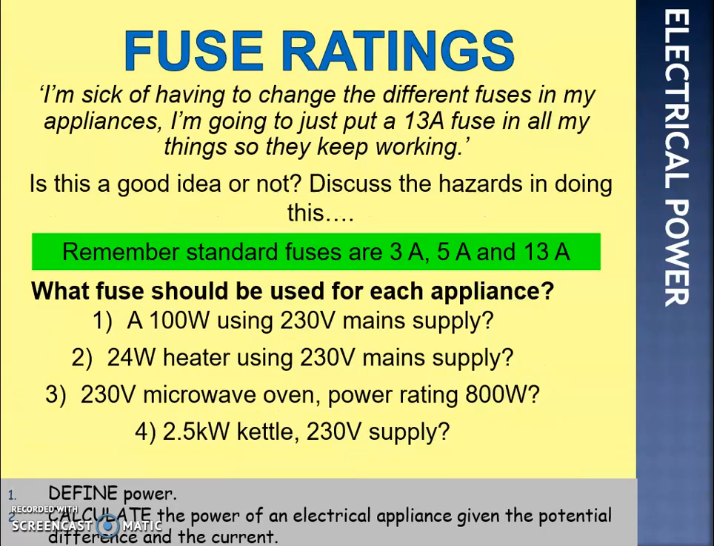Fuse ratings. So, what fuses do is they protect our electrical appliances from current that's too high going in there. So if you've got something that works at, say, 4 amps, if you put a 3 amp fuse in there, not enough energy would get into there. If you put a 5 amp fuse in there, enough current would get into there. So we've got this statement here. I'm sick of having to change different fuses in my appliances. I'm just going to put a 13 amp fuse in all my things so they keep working. Is that a good idea or not? And discuss the hazards in doing that. Pause the video and write down a few things that you think from that.